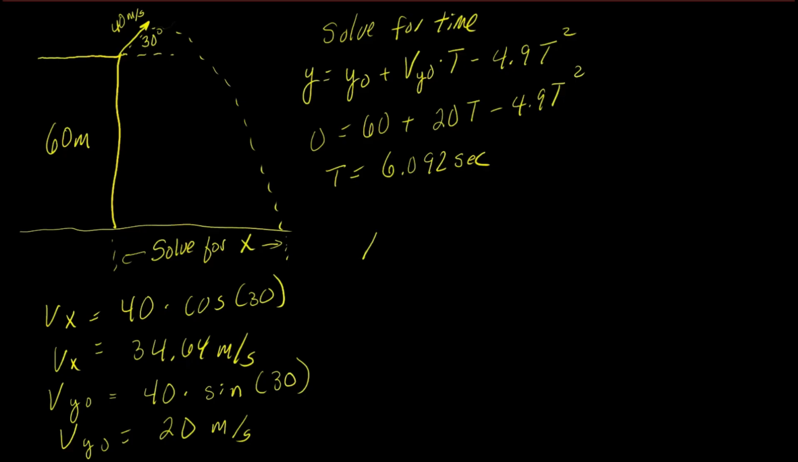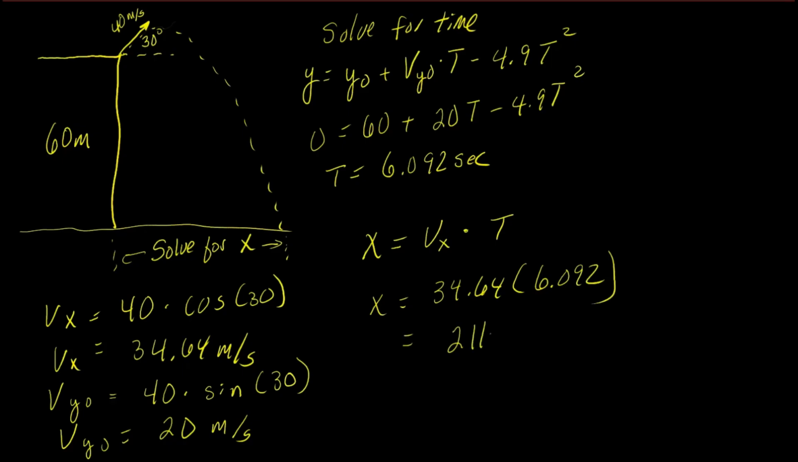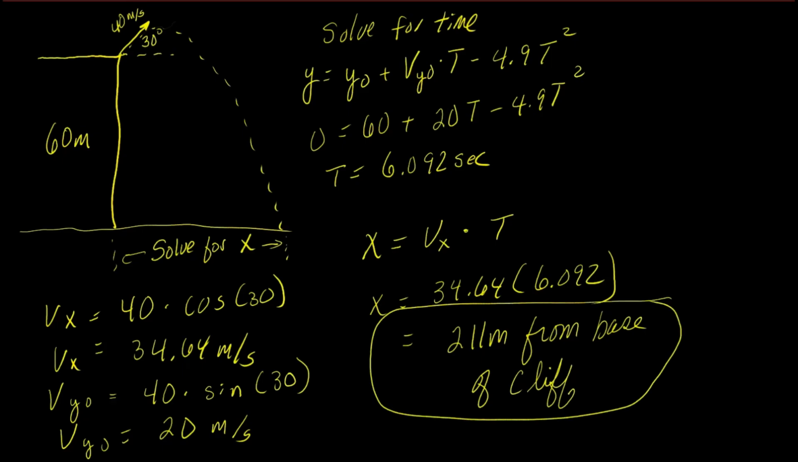So now we can solve for x. So x equals velocity along the x-axis times t. So x is equal to 34.64 times 6.092. This gives me 211 meters from the base of the cliff. So that's my answer.